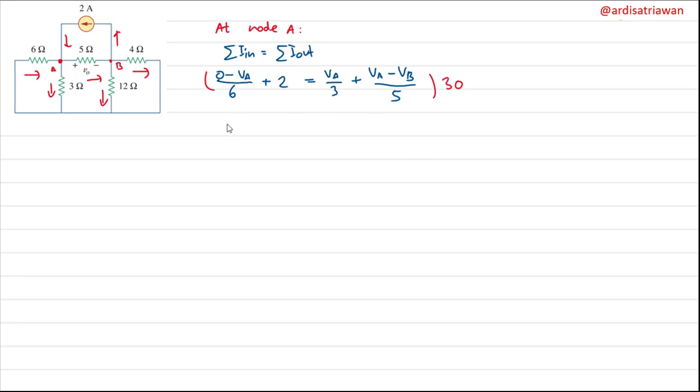Okay, now from this one I will have minus 5 VA plus 60 that will equal to 10 VA plus 6 VA minus 6 VB. Now maybe let's move this one to the right hand side. So we'll have 60 equal to 21 VA minus 6 VB. Okay, we can divide both sides by 3. We'll have 20 is equal to 7 VA minus 2 VB. Let's save this as equation 1.